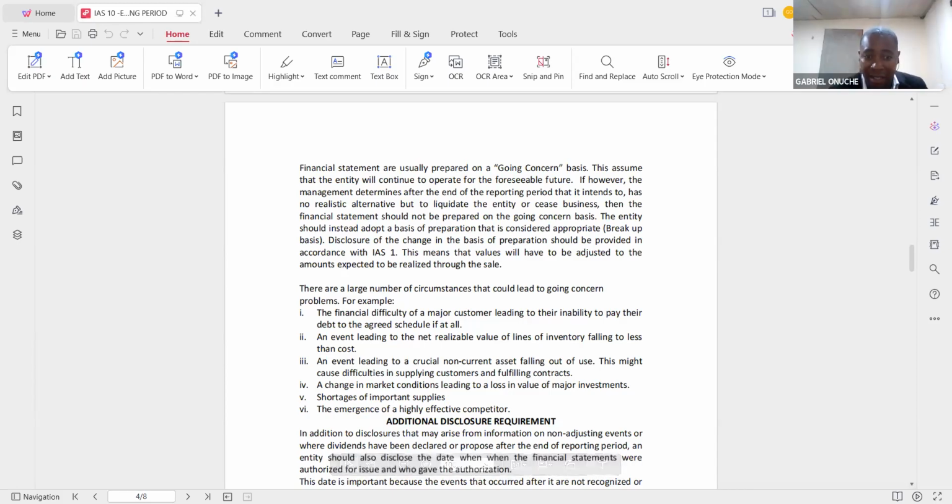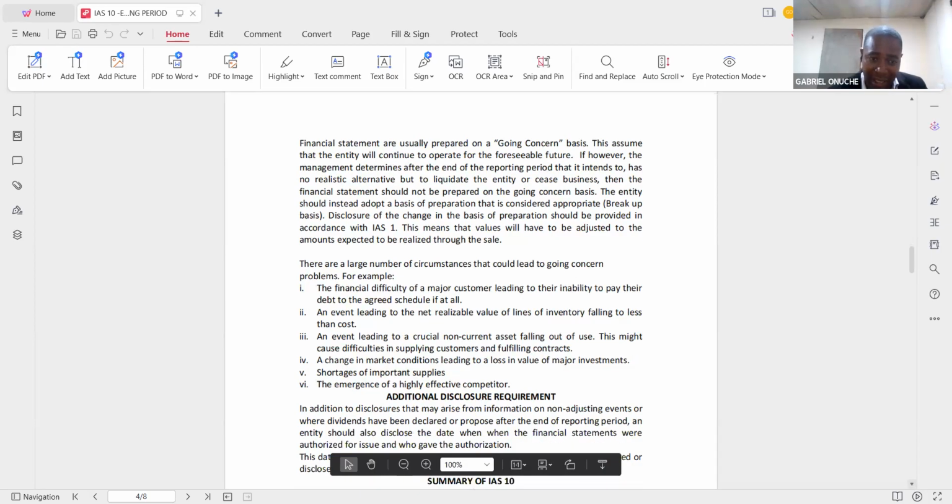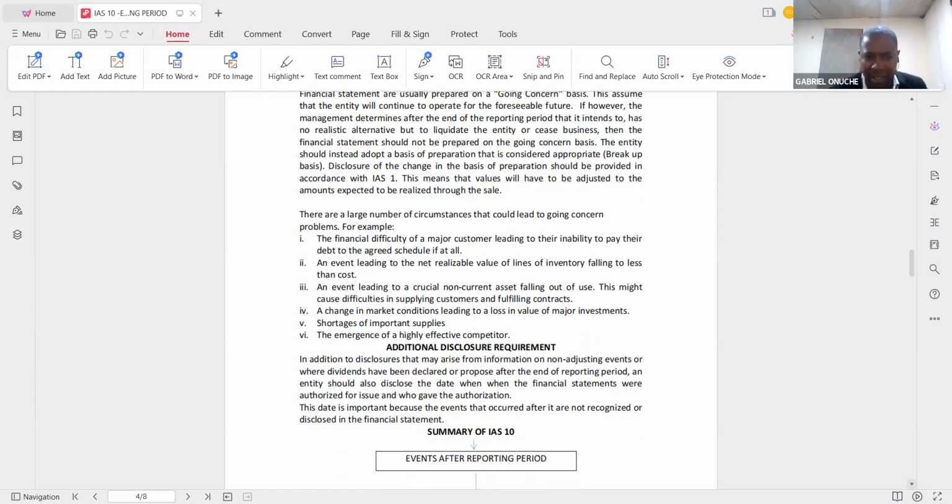And several examples or reasons that can lead to liquidation as stated here can be shortage of important suppliers. Where you get your raw materials, if you're not getting them to keep producing, that can also lead to liquidation. So these are reasons or cases where a company can liquidate. And how should the financial statement be prepared? The standard has also provided that.